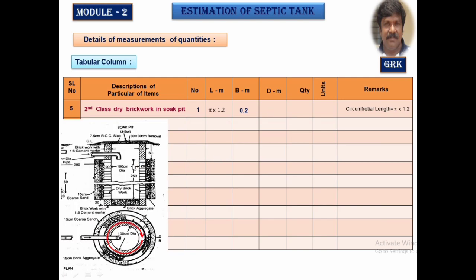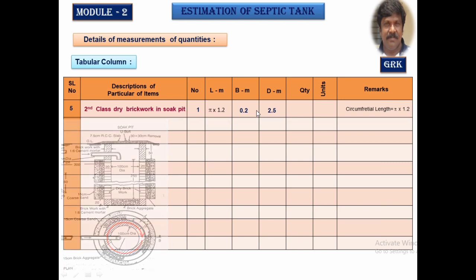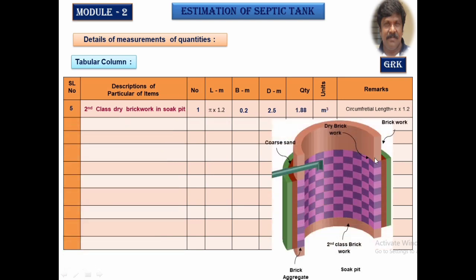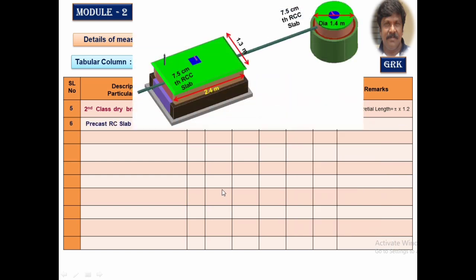You observe it here, from here to here it is 250 centimeter. That means 2.5 meter is the depth. We can observe it here in the cross-sectional view. This is the dry brickwork. Depth is 2.5. Now let us calculate the quantity of the precast RCC slab.